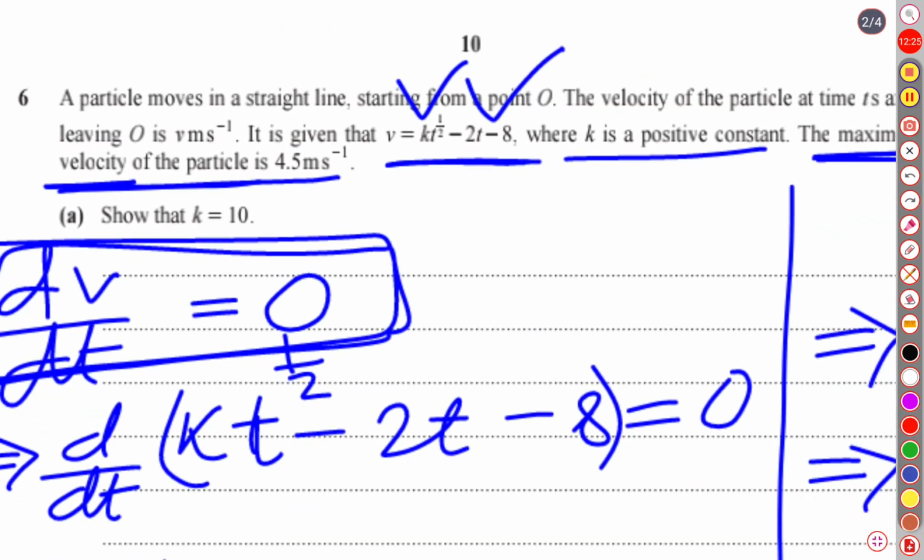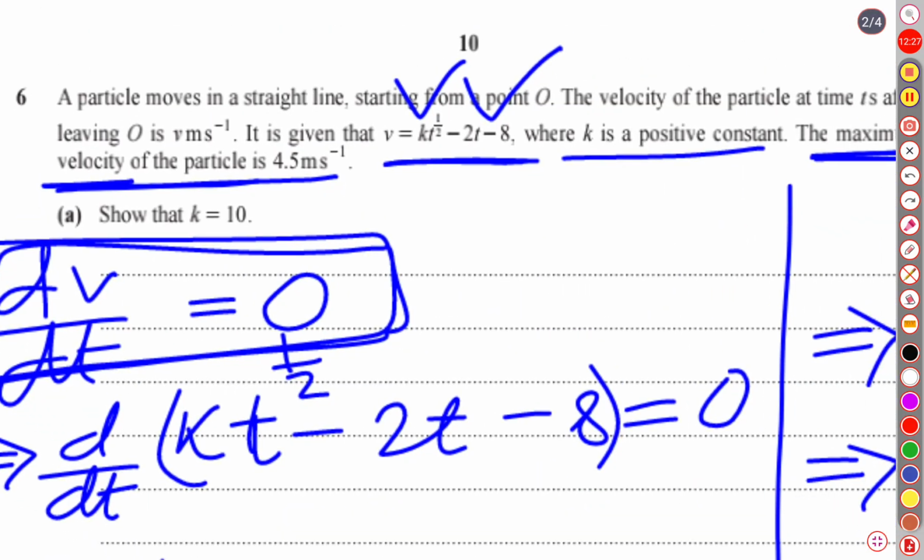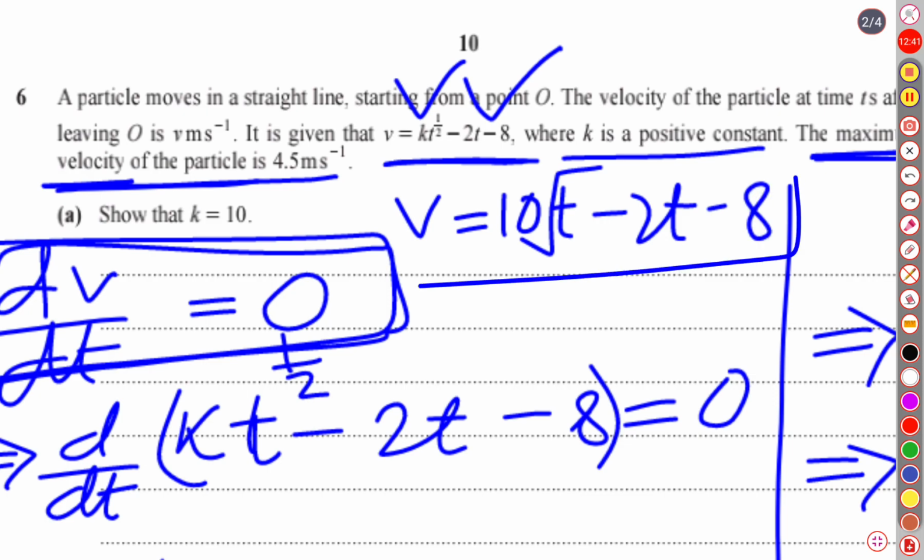v was kt raised to the half minus 2t. So what v is equal to, we have t, 10, and t raised to the half, that means the square root of t: 10 square root of t minus 2t minus 8. That means this is our velocity function. Now v equals 10 square root of t minus 2t minus 8.